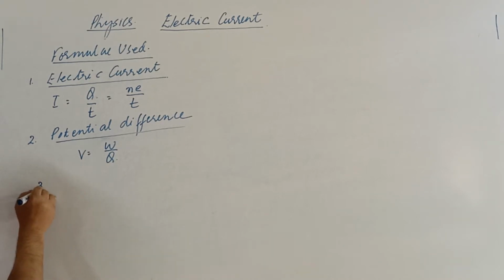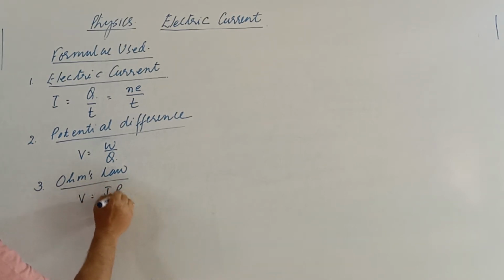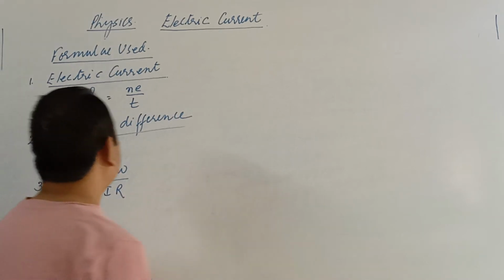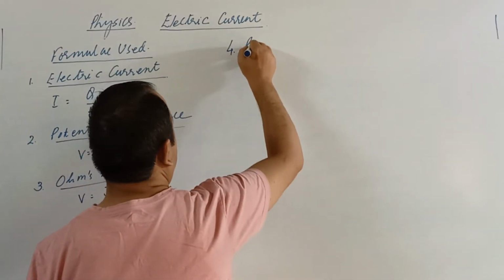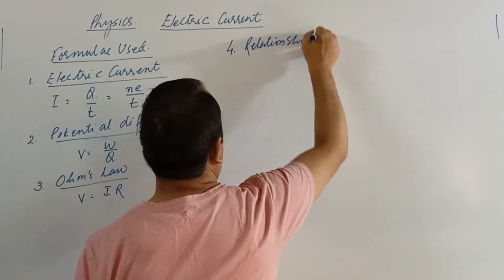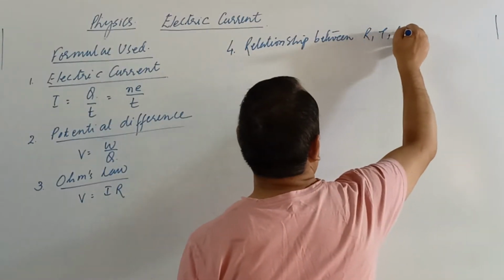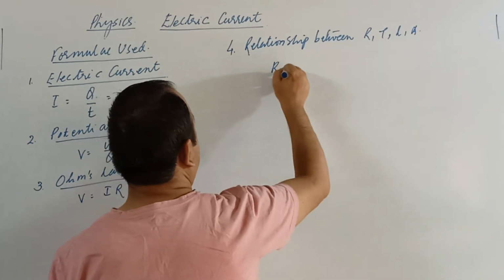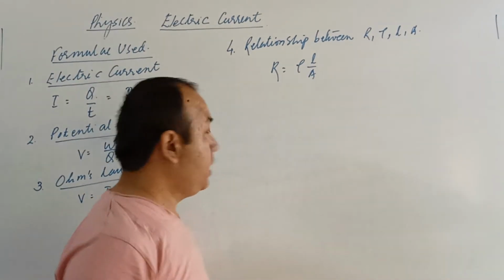And then, number third, from Ohm's law, we have the formula V is equal to IR, or R is equal to V by I. Then the next, number 4, that is the relationship between capital R, rho, L, A. Capital R is equal to how much? Rho L upon A.